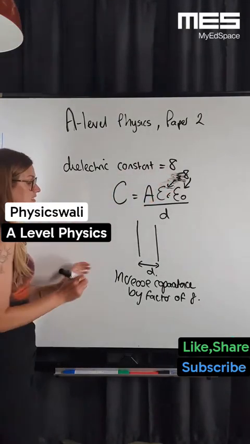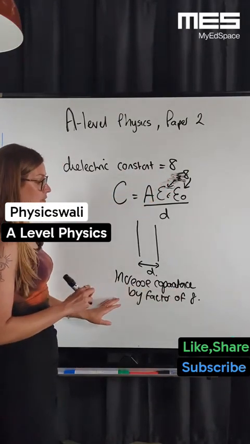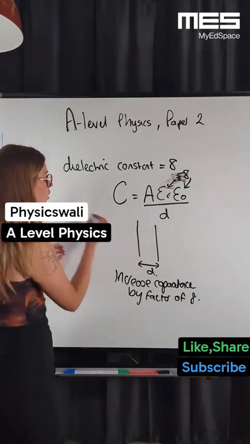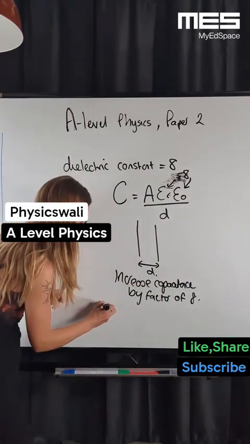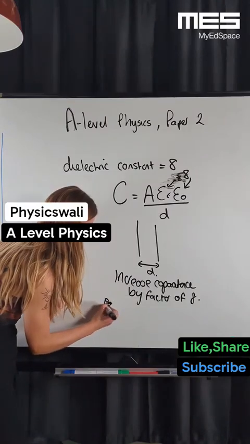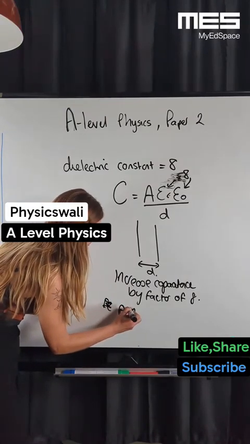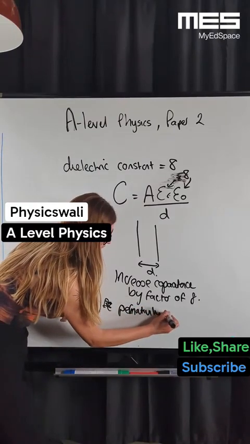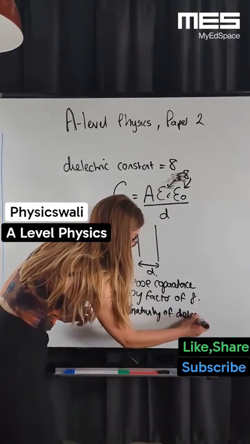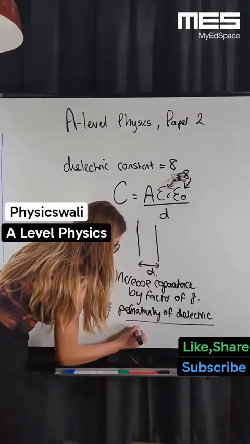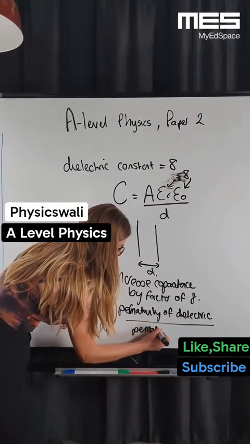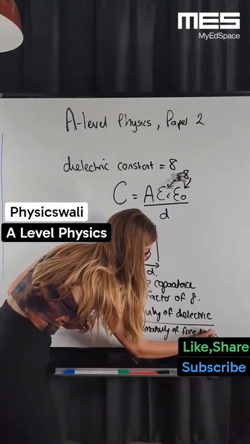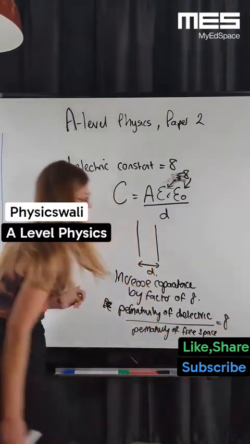What it means is that it increases the capacitance of the capacitor by a factor of 8, compared to if there was no dielectric, okay? And the better way to write it is you want to say that the relative permittivity of the dielectric divided by the permittivity of free space, we could say a vacuum, is equal to 8. That's what it is.